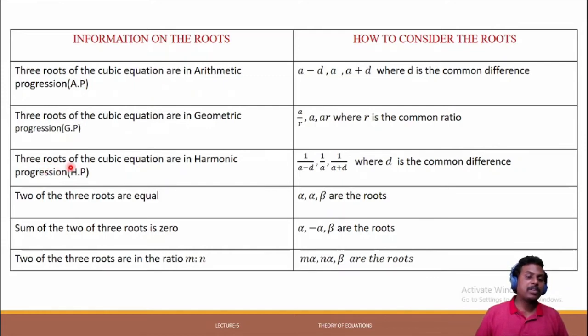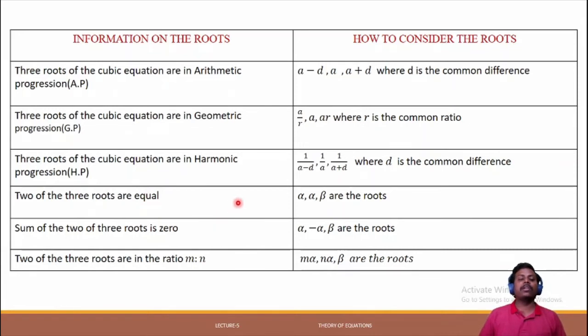Next one, the three roots of the cubic equation are in harmonic progression. Then you consider the roots as 1 by a minus d, comma 1 by a, comma 1 by a plus d, where d is a common difference. And you know very well, when do we say that three terms are in harmonic progression? If their reciprocals are in arithmetic progression. What is the reciprocal of 1 by a minus d? It is a minus d. So if you assume these as my roots, then solving becomes easy because you have only two unknowns here.